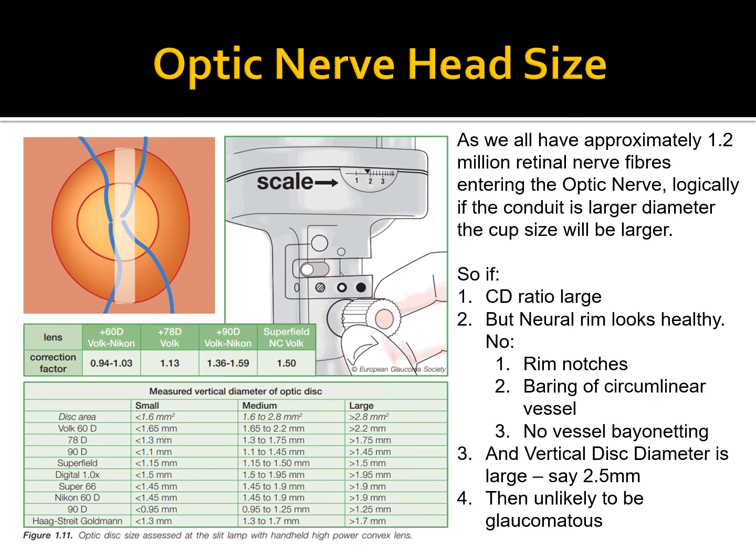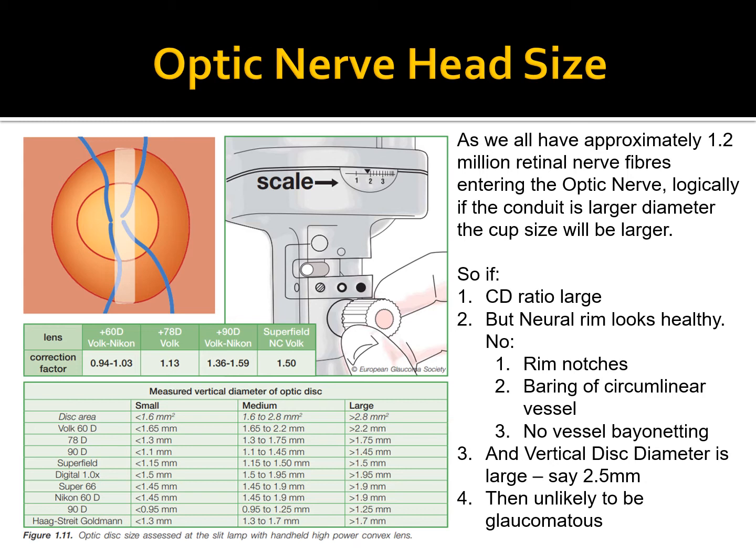And so, if you're looking at a CD and you think, my goodness, that's a big CD ratio. But if you then carefully look at the neural rim, you think, well, actually, there's no notches, there's no bayoneting, there's no burring of a circumlinear vessel.